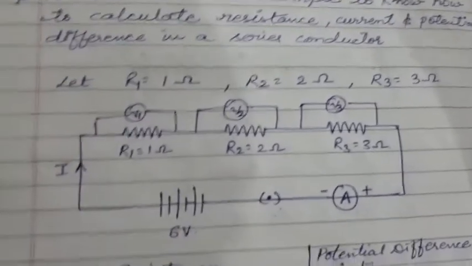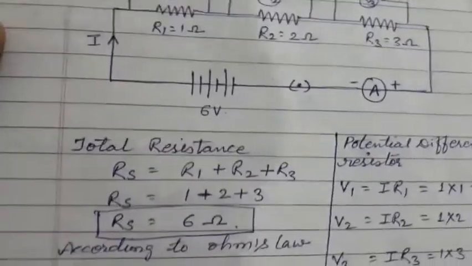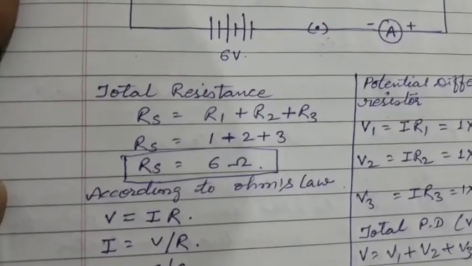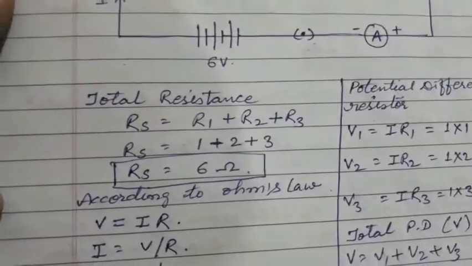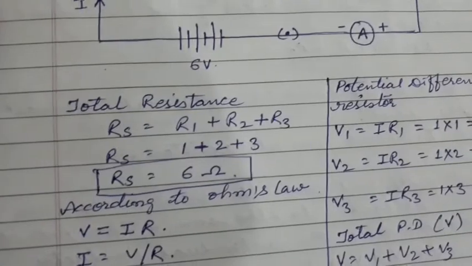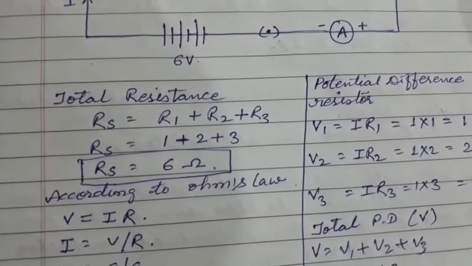Now every resistance has its own voltage, but the current flow is the same. So how will we find the total resistance? The total resistance Rs is equal to R1 plus R2 plus R3. Substituting the values, we get 1 plus 2 plus 3 is equal to 6 ohms.